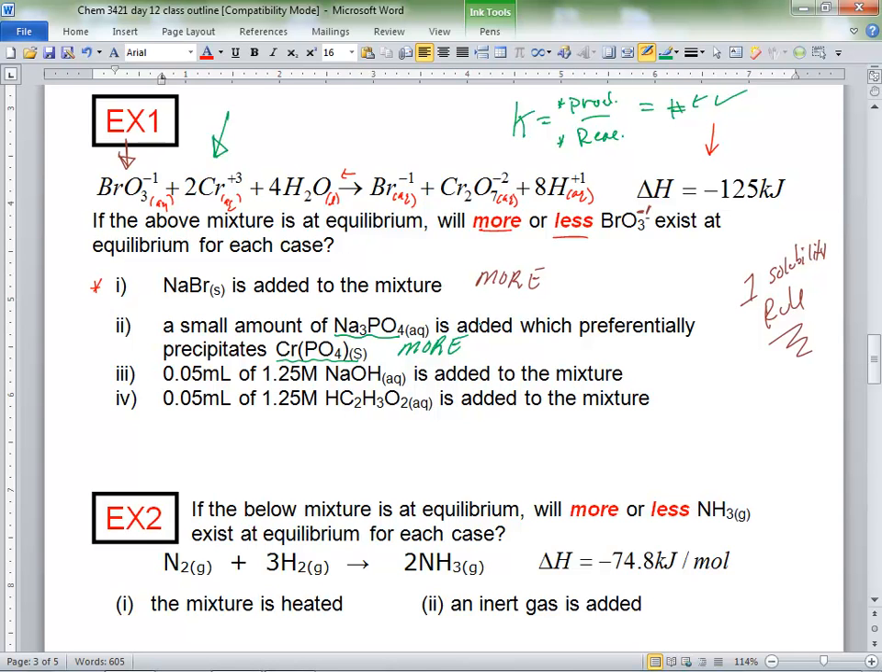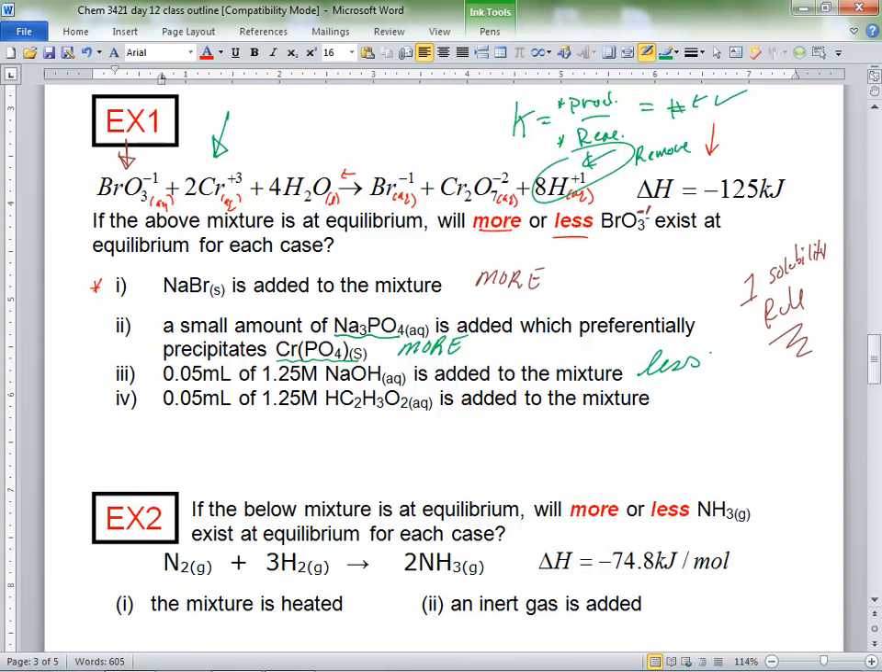Okay. We're adding some sodium hydroxide. Where is that going to interact, Zach? Where's that going to interact? It's going to take out some of those H pluses. There it goes. It's going to remove this. So now with products, too little or too much? Too little. It's going to have to shift from reactants to products. What happens to the bromate? It's going to go down, less.